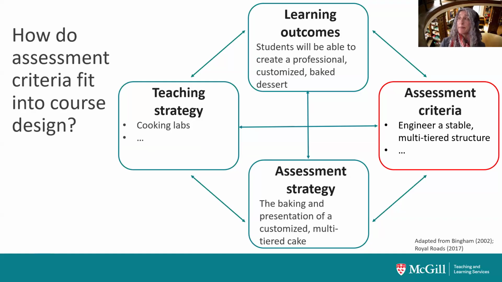This is that same diagram, but this time with the example of our cake fit into it to answer all of those questions, right? And here we can see how engineering a stable multi-tiered structure would be the way in which we can determine that they have in fact achieved this learning outcome. We know they've baked the cake, but we have to make sure that the elements of the cake allow these outcomes to be fulfilled. So that's really what we're aiming for.